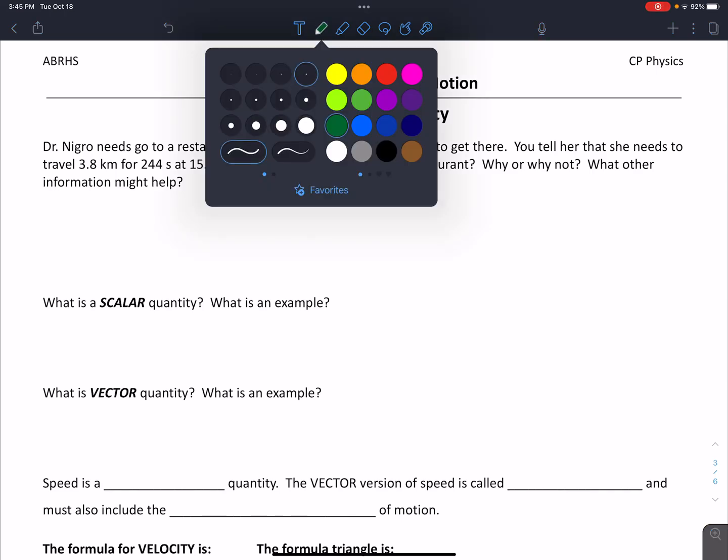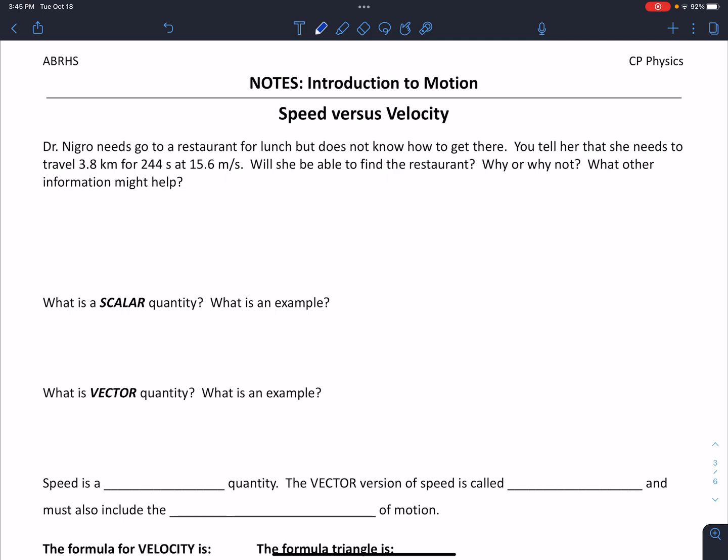Okay, welcome back. This is Dr. Nigro again. This time, instead of speed, we're going to talk about velocity and the difference between those two terms.